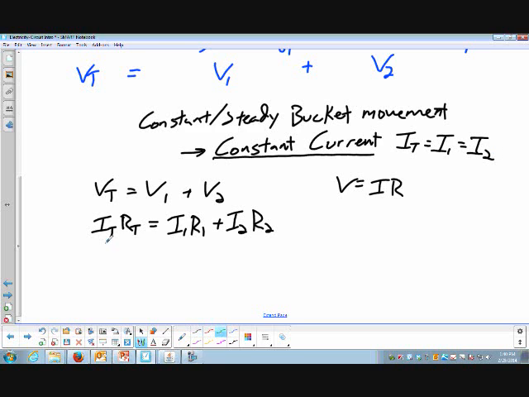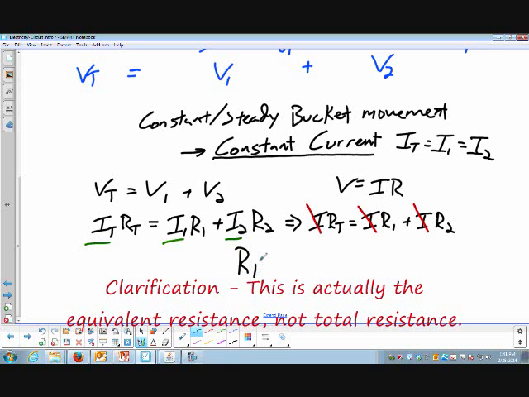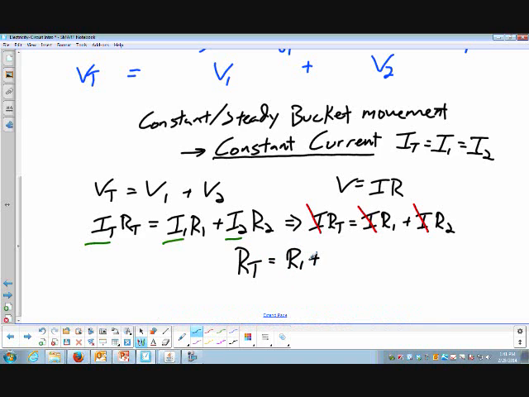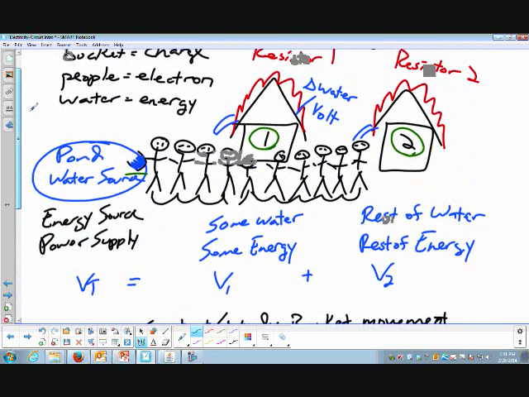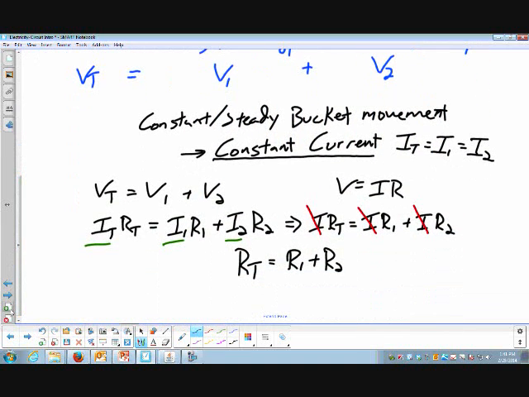So all these values for my current are the same. So I'm going to simply rewrite this as current times total resistance is equal to current times R1 plus current times R2. And what we see is that we can simplify that expression by dividing through by current, and what I'm left with is an expression that says my total resistance is R1 plus R2. In a series circuit, or when resistors are in series, we just add up the resistances to get the total resistance of that circuit. These are some of the characteristics of a series circuit.